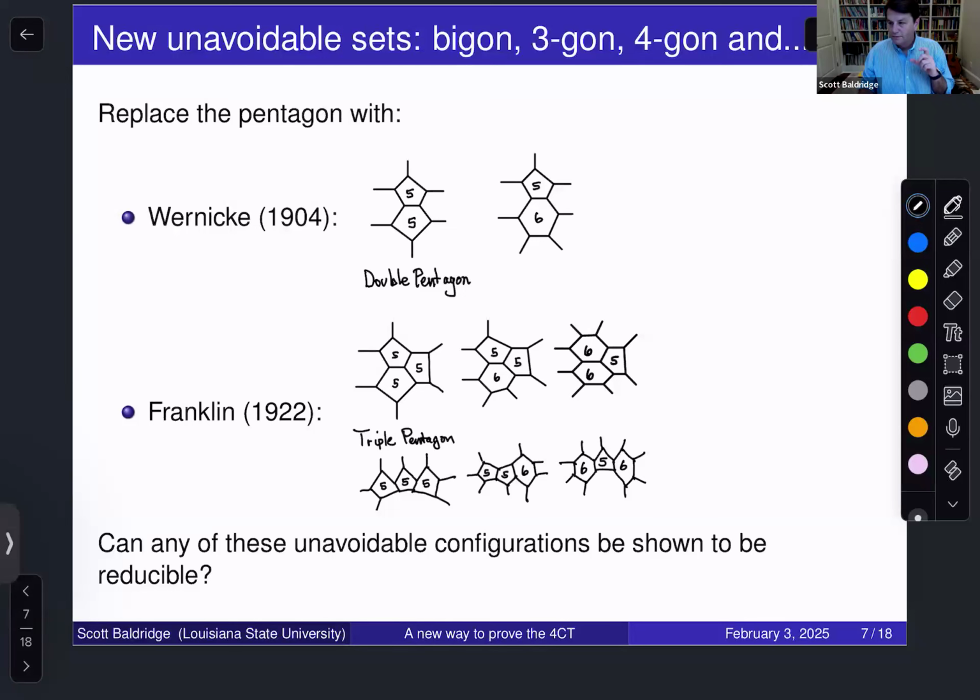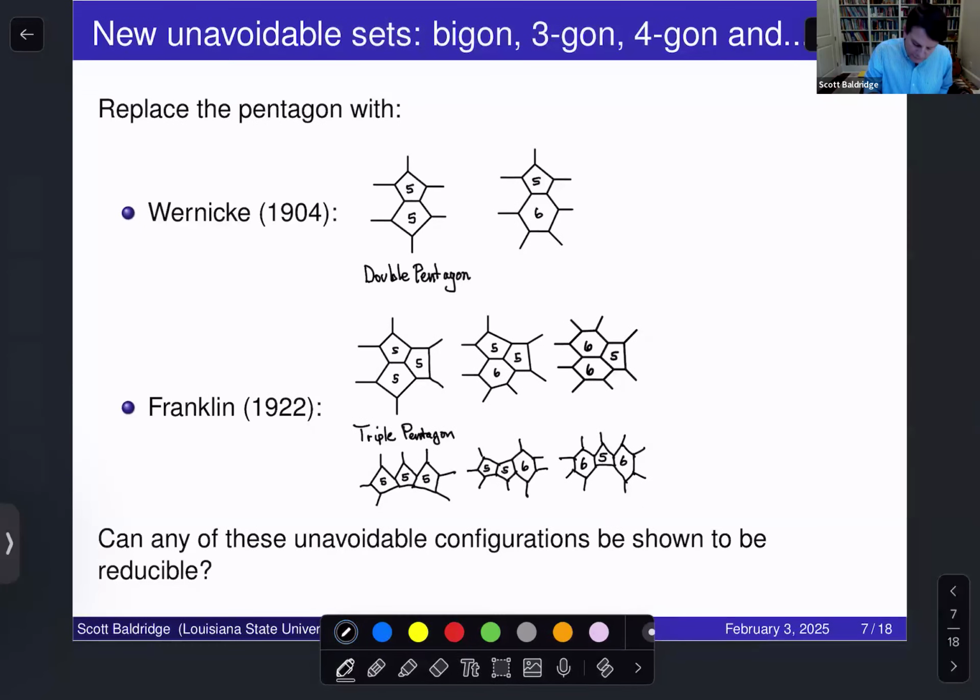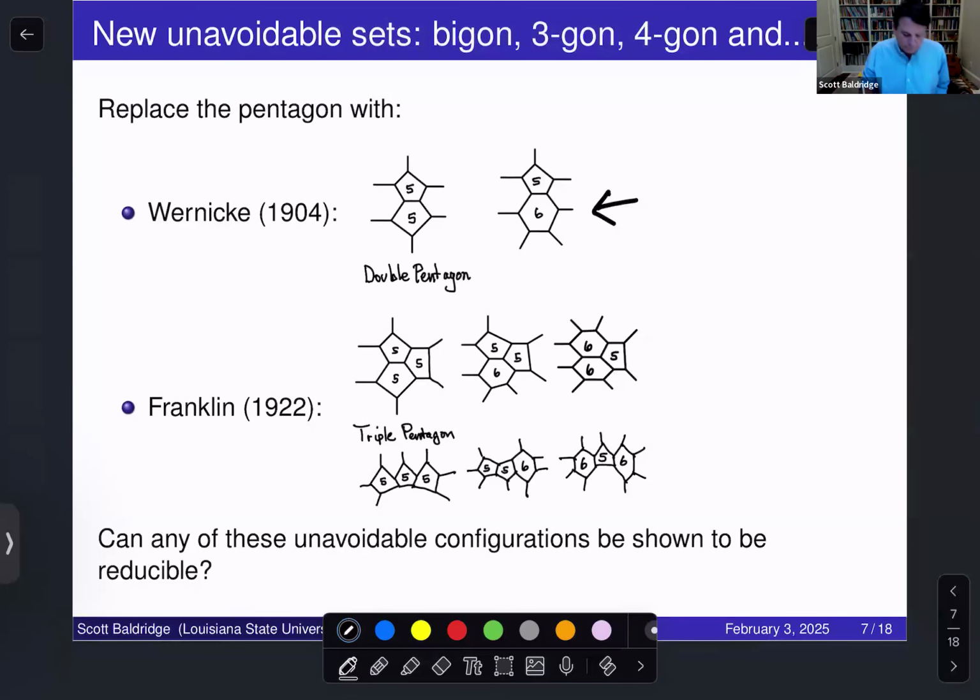Wernicke in 1904 took the pentagon, took it out, and put these two pictures in. So if you could find a double pentagon, or a pentagon with a hexagon, then that would also be an unavoidable set. In other words, you would always have to find at least one of these pictures, and I'm including the bigon, trigon, and fourgon.